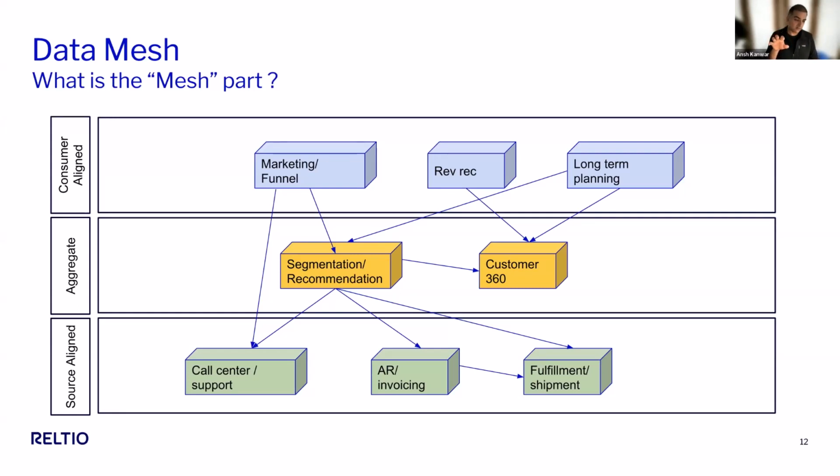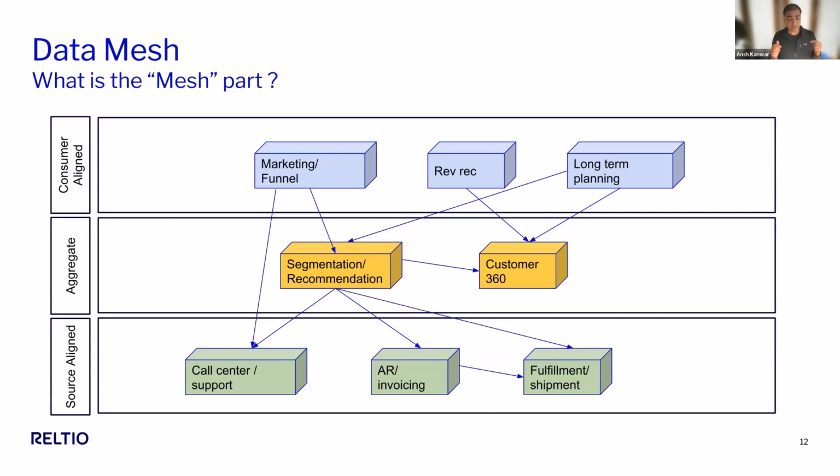You can think of revenue recognition as a separate domain. You can think of this dashboarding and trending that helps with long-term planning as a separate consumer aligned domain. So it's a little bit of a specific definition for the data mesh, but I like this mental model for thinking about domains, generally speaking.